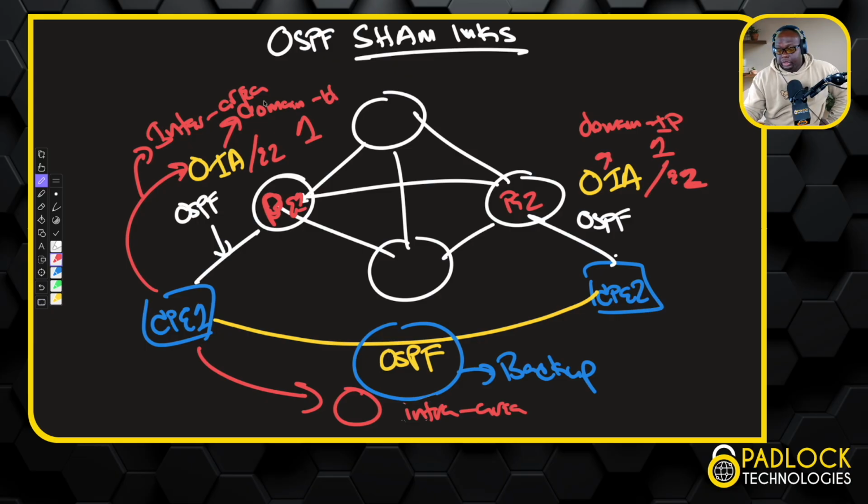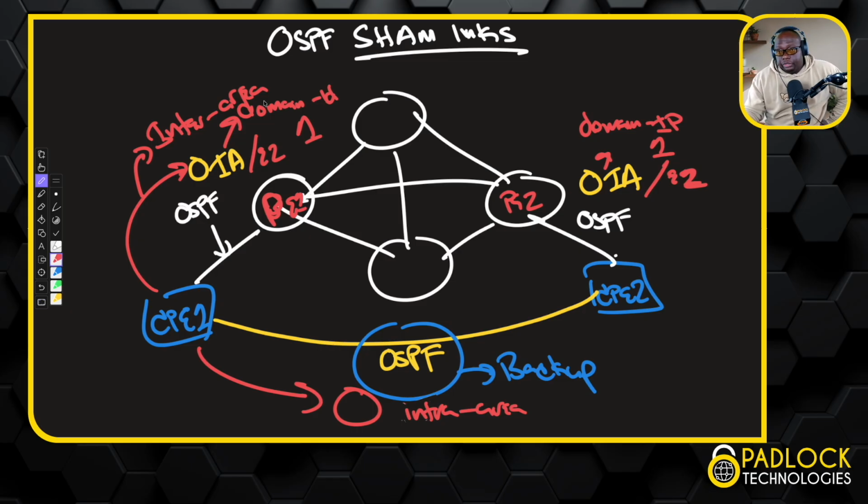So because CE1 is always going to prefer this route, the backdoor route, and you don't want that, right? And this is something you might get asked to do in a test or in a lab or in real life, but for the most part, you're probably going to see this in a lab question or something like that.